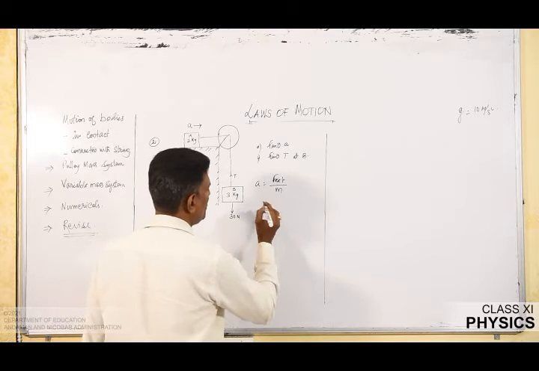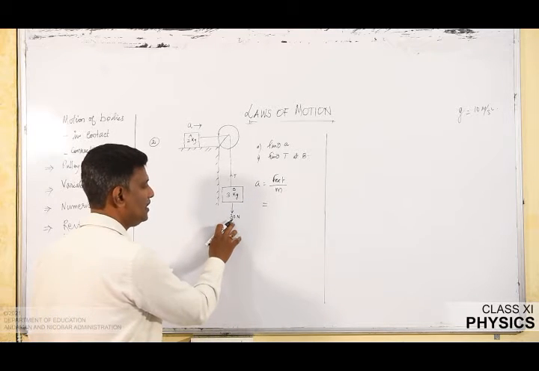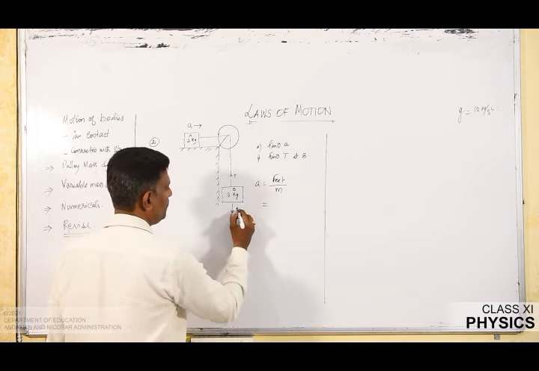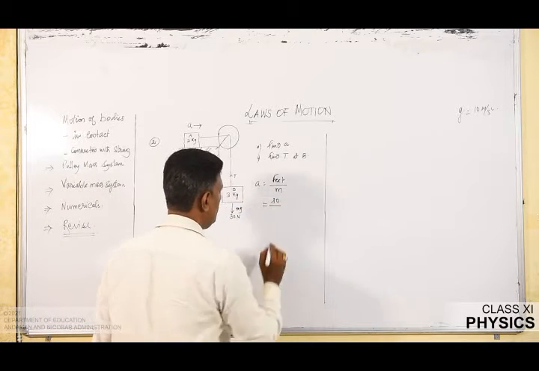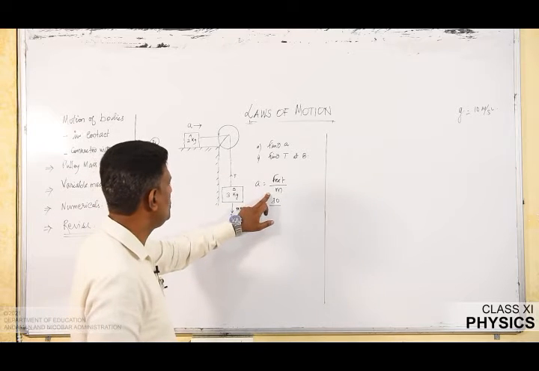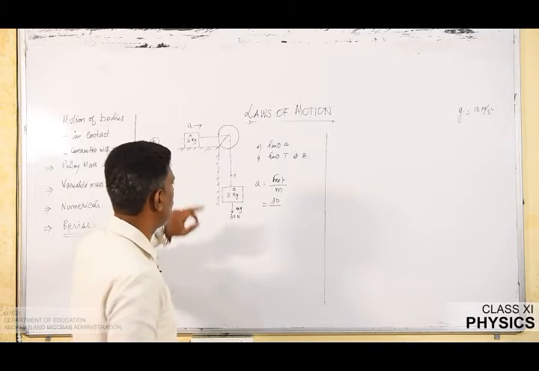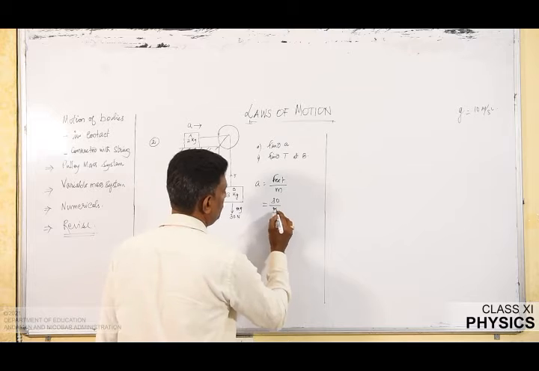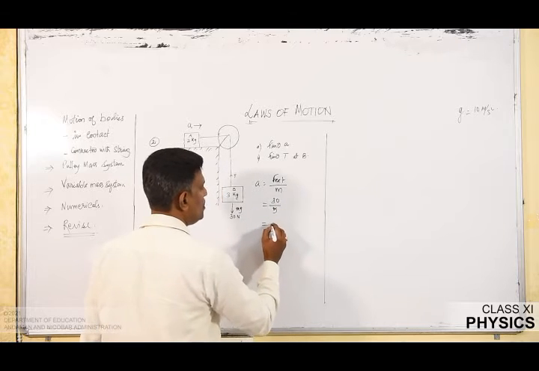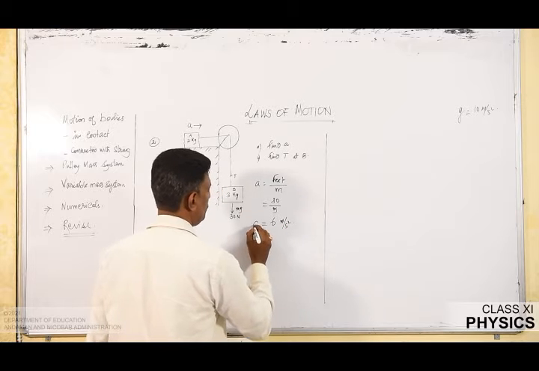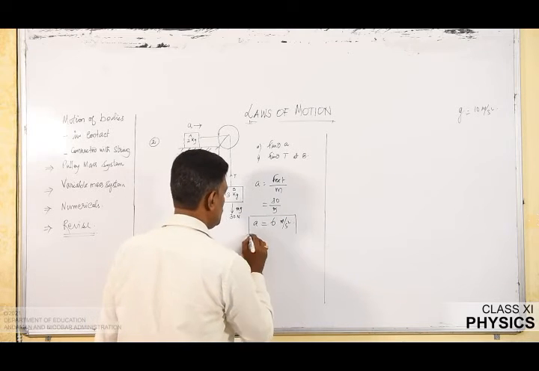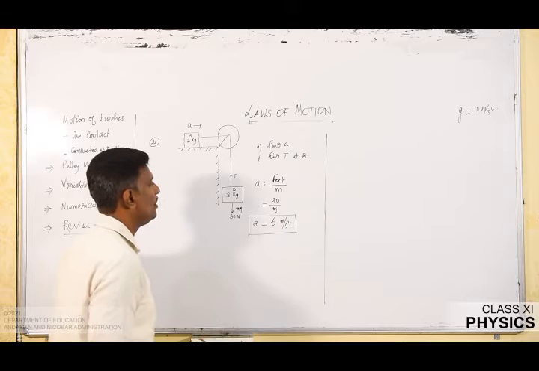What is the external force? That is 30 Newton, mg. 30 Newton divided by total mass, 3 kg plus 2 kg, that is 5 kg. So 30 by 5 is equal to 6 meter per second square. a is equal to 6 meter per second square.